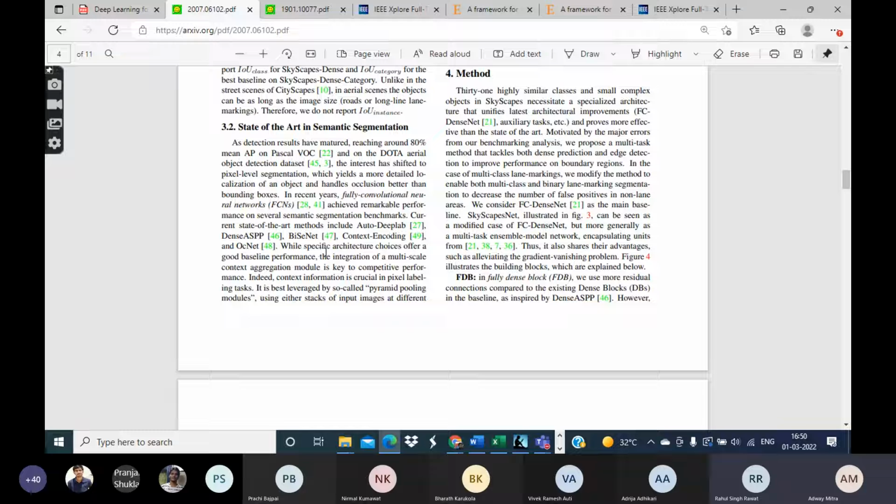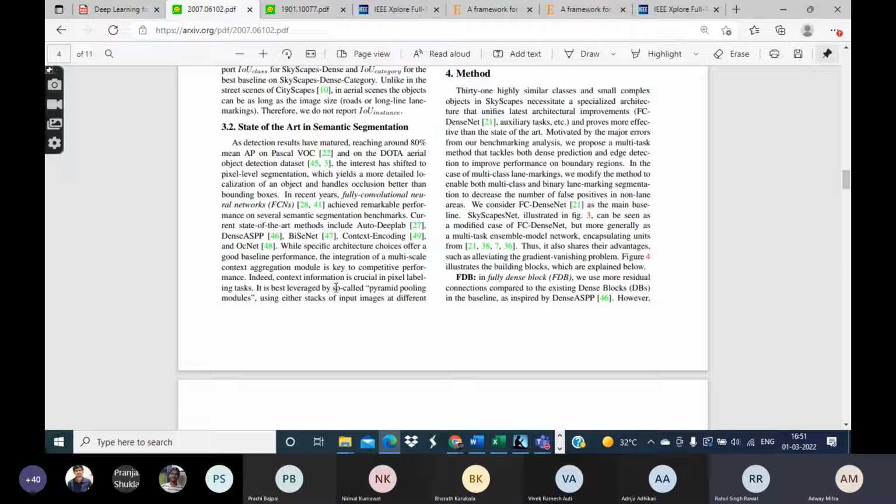While specific architecture choices offer a good baseline performance, the integration of a multi-scale context aggregation module is key to competitive performance. Each of these is a specific architecture, but what they are saying is that the context of the image has to be taken into account at multiple scales. By context they mean the information which is already available, that it is an urban image, and that these are the defined object categories. These have to be somehow integrated. Indeed, the context information is crucial for pixel labeling tasks.